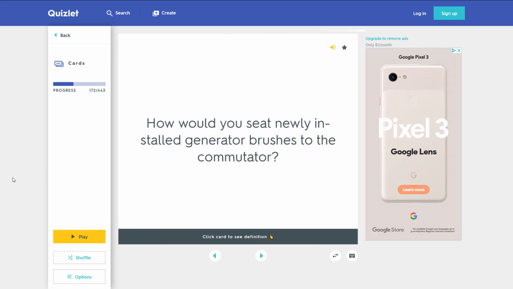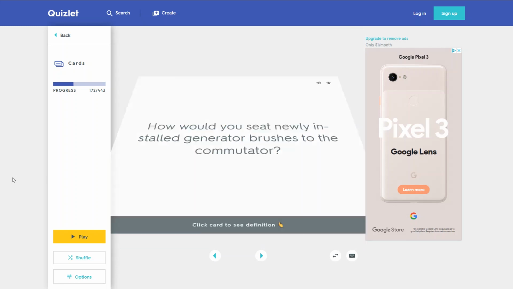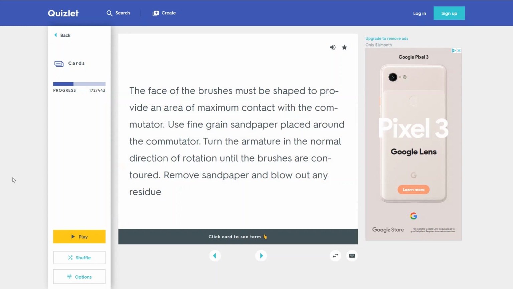How would you seat newly installed generator brushes to the commutator? The face of the brushes must be shaped to provide an area of maximum contact with the commutator. Use fine-grained sandpaper placed around the commutator. Turn the armature in the normal direction of rotation until the brushes are contoured. Remove sandpaper and blow out any residue.